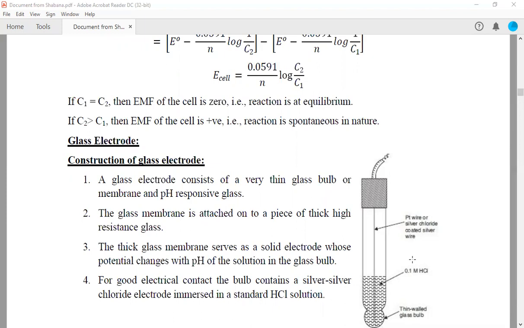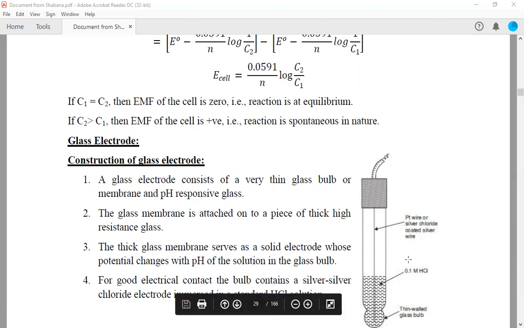That is about the composition of the glass electrode. Coming to the construction of the glass electrode, this glass electrode consists of a thin glass bulb filled with 0.1 normal HCl and a silver wire. See here, this wire inside the glass electrode is made up of silver, and it is coated with silver chloride and immersed in the HCl solution. And this silver wire coated with silver chloride acts as an internal reference electrode. The glass electrode is represented by Ag, AgCl.